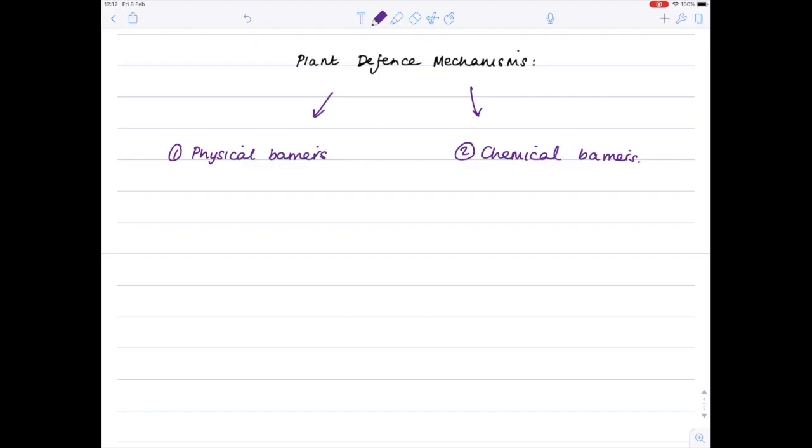So let's list some physical barriers. Firstly, the waxy cuticle forms a tough outer casing on the leaves and the stems. Oak trees have a particularly thick bark. And generally the cell wall of the plant, remember it's made out of a tough material called cellulose, which acts as a protective measure.